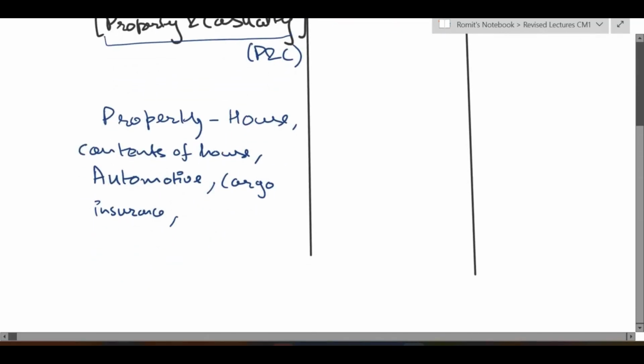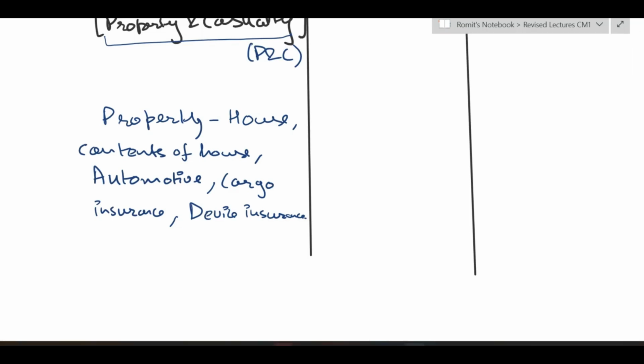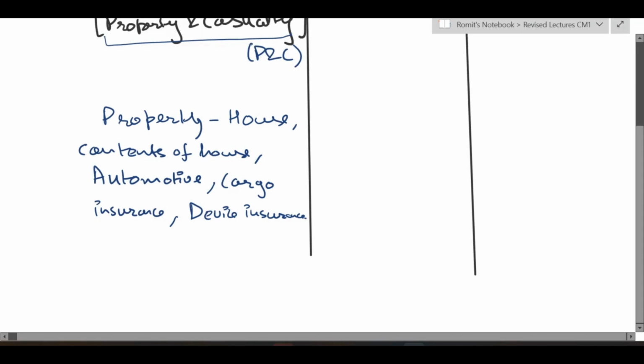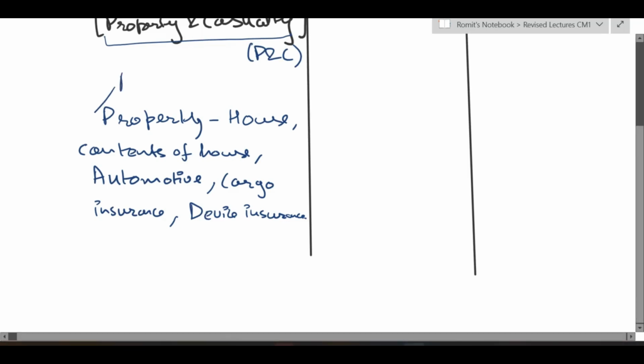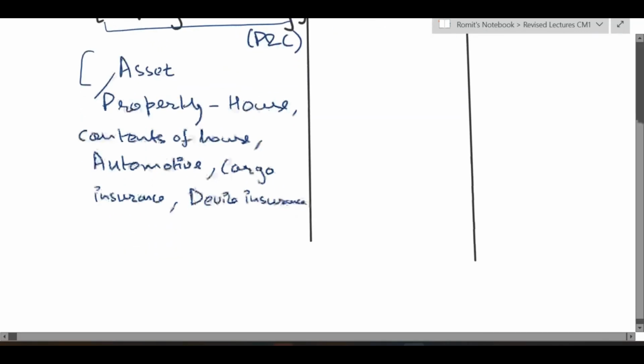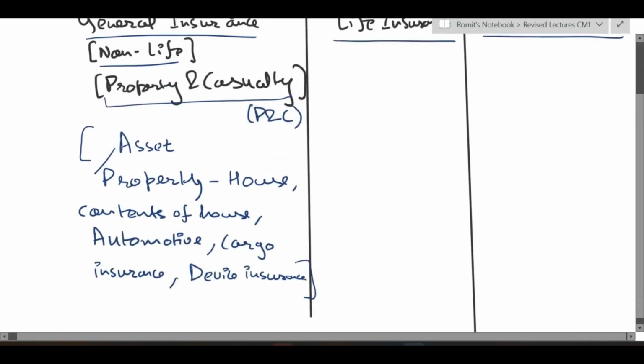Other examples can be device insurance. For example, your mobile phones, your laptops, your tablets, all of these things can be insured. In manufacturing companies, usually their stock is insured. They buy insurance for their machines, whatever assets they have. So any form of asset that you have can be insured using general insurance or property and casualty insurance.